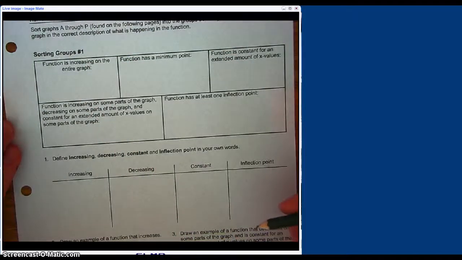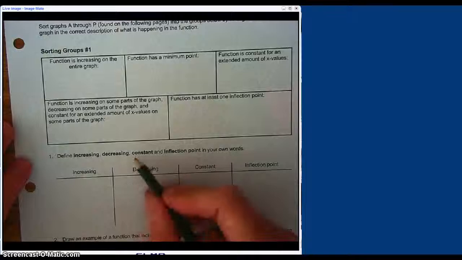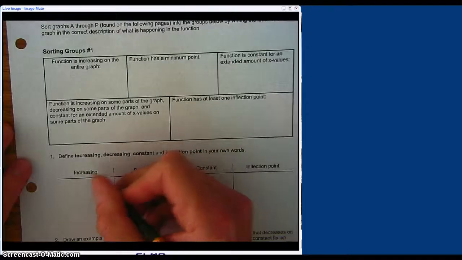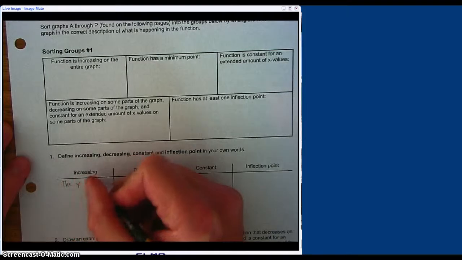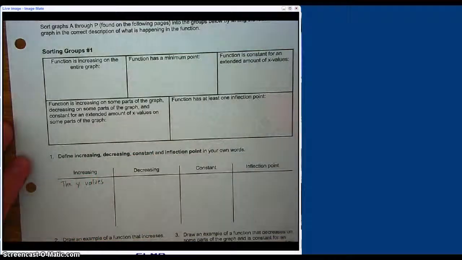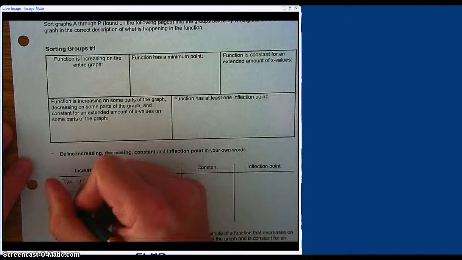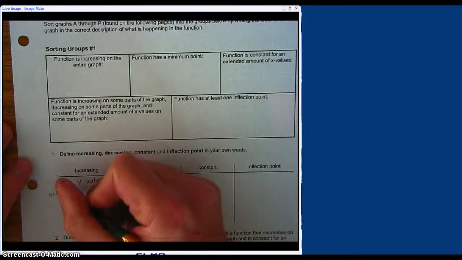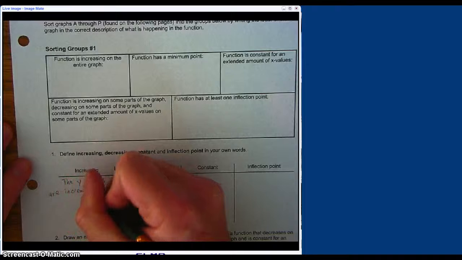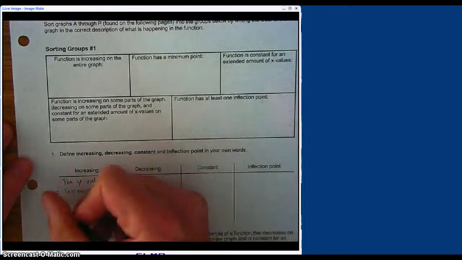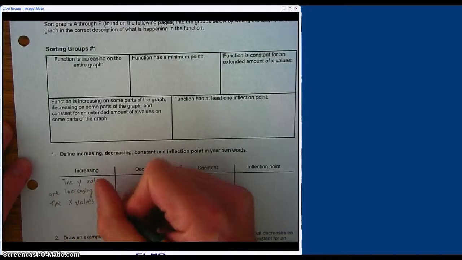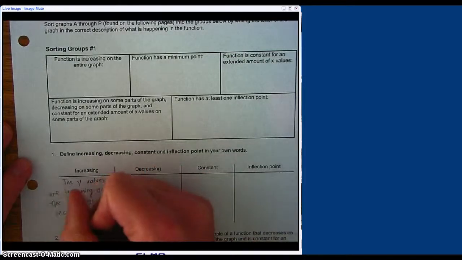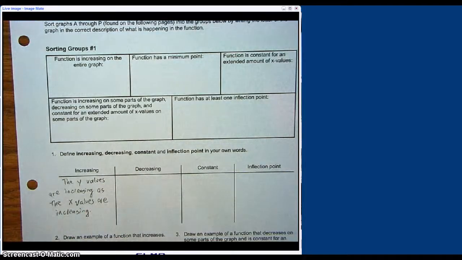So when something is increasing, you know it means it's like going upward. So think about it this way. It's when the y values, well, increasing means doing what? Are increasing as the x values are increasing. And that makes sense, hopefully. Now this is obviously as we move from left to right on a graph.